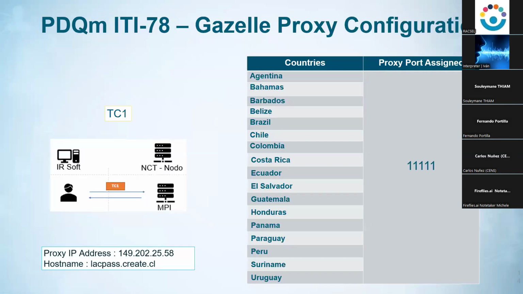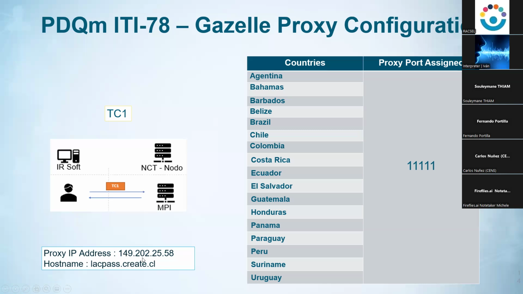That's why in TC1 you will test with the Gazelle MPI, and we will provide the proxy in the middle. You send your message to the proxy, and the proxy will forward the request message to the MPI. The MPI will respond, and then the proxy will forward you the response message. So all countries in Bogota will not interact directly with the MPI, but with the Gazelle proxy. They will send their request to this port. This is the port address we assign to all countries, and this is the IP address of the proxy, the host name.